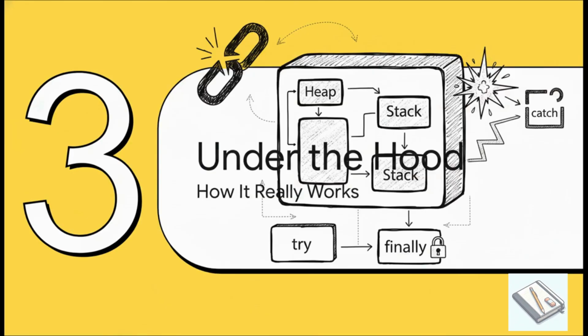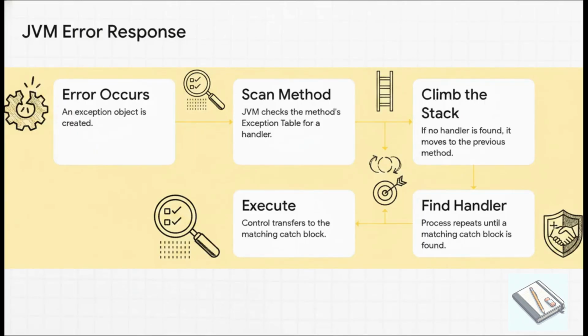It's not magic, I promise. It's actually a very clear, very logical process for finding the right plan B. Okay, so the moment an error pops up, the JVM instantly creates this little package of information called an exception object. Then it looks right where it is in the current method for a catch block that knows how to handle this exact problem. If it doesn't find one, it starts climbing up what's called the call stack. It goes to the method that called this one and checks again. It keeps climbing this ladder until it finds a handler that's a match. As soon as it finds one, it hands over control, and bam, the program is saved.